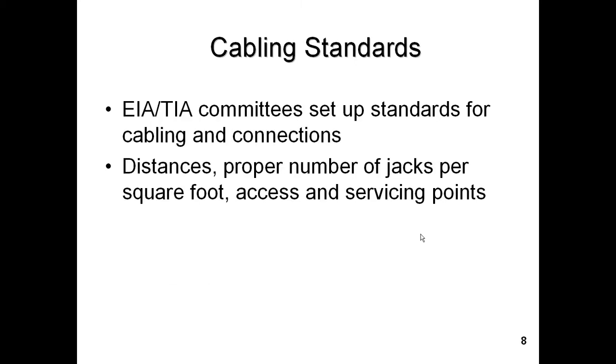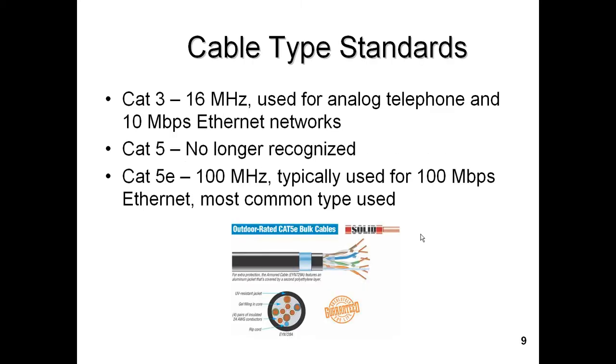Now, the EIA-TIA set up the standards for the cabling. We're going to talk about what those are here in just a minute. Nowadays, you don't see too much Cat3 anymore, and Cat5 is no longer recognized. The most common cable that we use to connect IP cameras and intercoms and door locks is going to be Cat5e cable. It's a 100 megahertz cable. It's common stuff. You've probably handled it many times yourself and installed it. It's typically used for 100 megabit Ethernet or 10/100 Ethernet, and it works just fine.